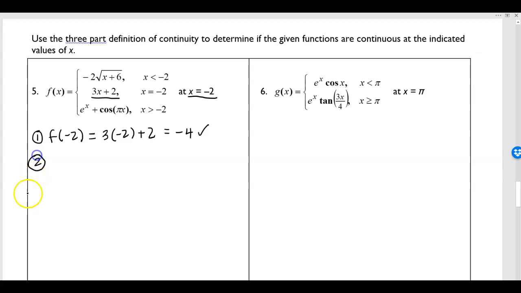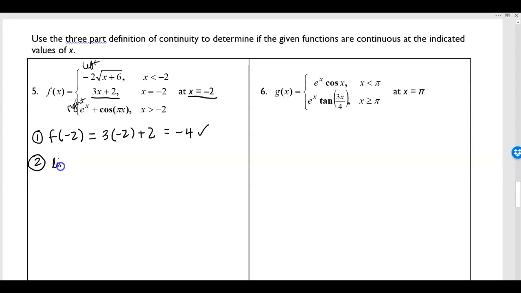The second thing I want to do is check to see if my limit exists. Remember that with piecewise functions, you probably want to split your limit left and right. So because I'm doing it at negative 2, I see my function is defined to the left as negative 2 square root of x plus 6, and to the right as e to the x plus cosine pi x. Now these functions might look a little bit more complex, but don't get scared about them. All we're going to do is calculate the limits, and we'll try it by evaluating it first.